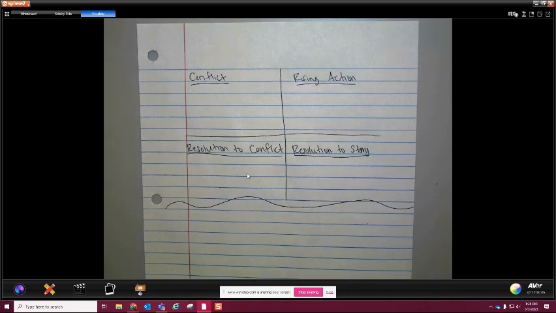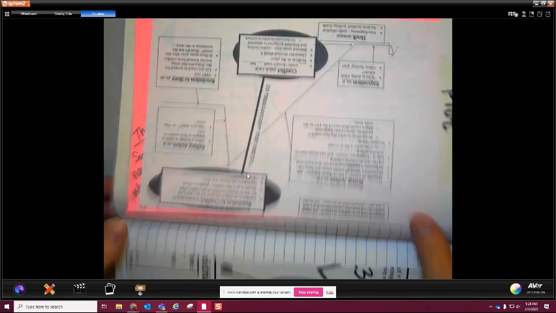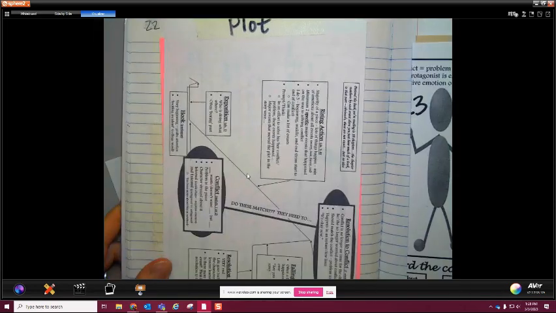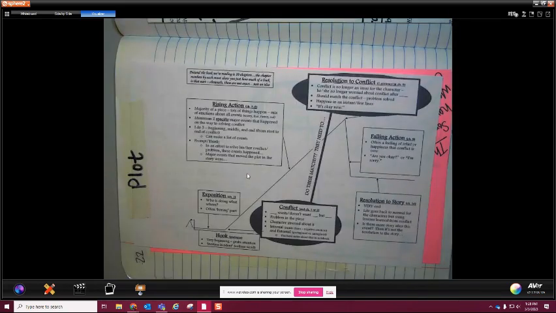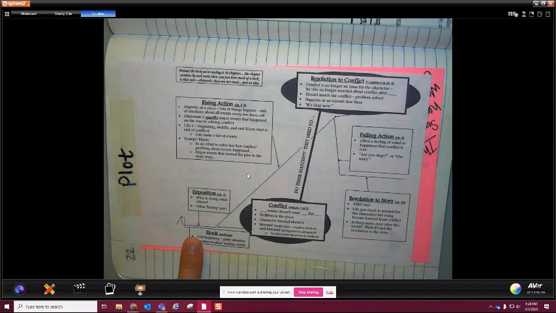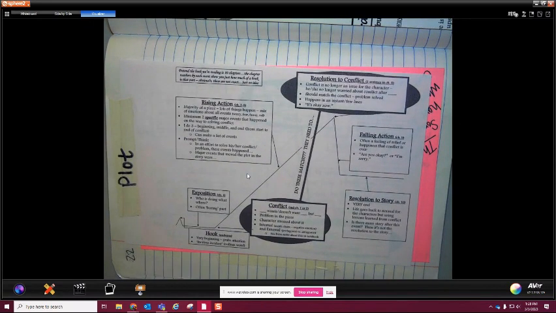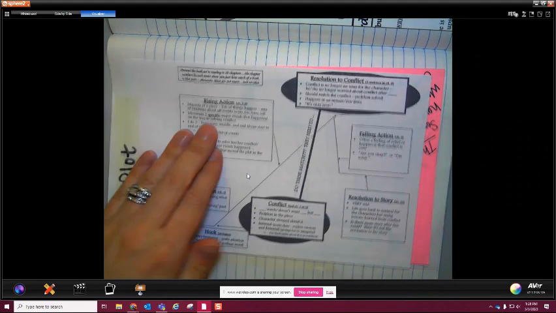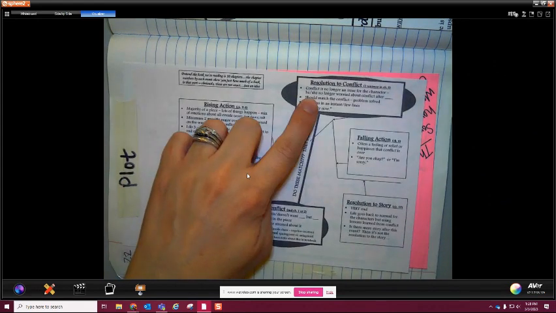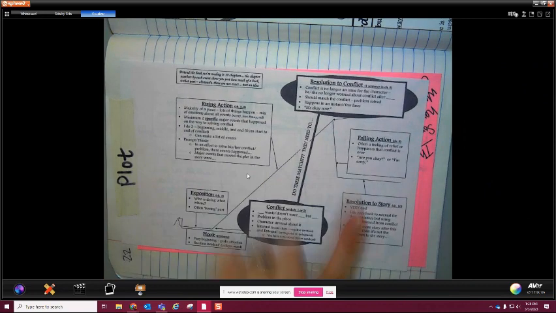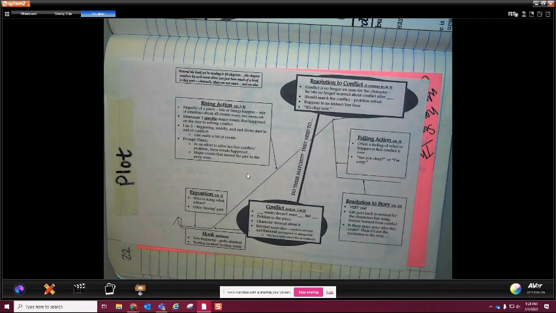Just to show you this too, I want to make sure that you know that you have these resources in your notebook once you get back to school. On page 22, this is all about plot. So it's like that story mountain. I know some of you guys know that from elementary, but it's like this plot chart on how all fiction stories go. So it starts with the conflict, then they have to figure out how to try to solve it. Then they finally do solve it, or whatever that looks like. Following action, resolution of the story. So it kind of has that same flow.